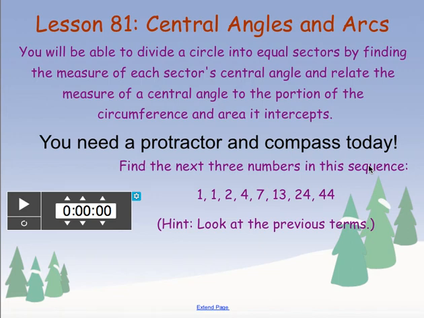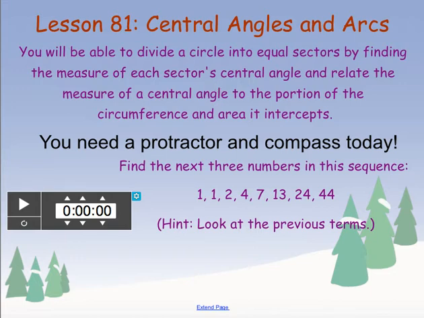Lesson 81 of Course 3 is looking at central angles and arcs. If we're talking about central angles, we're talking about circles. So the goal is to be able to divide a circle into equal sectors, which is just another fancy name for sections, by finding the measure of each sector's central angle and relate the measure of a central angle to the portion of the circumference and area it intercepts.